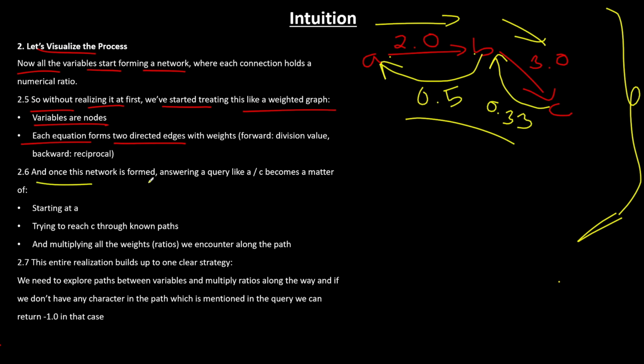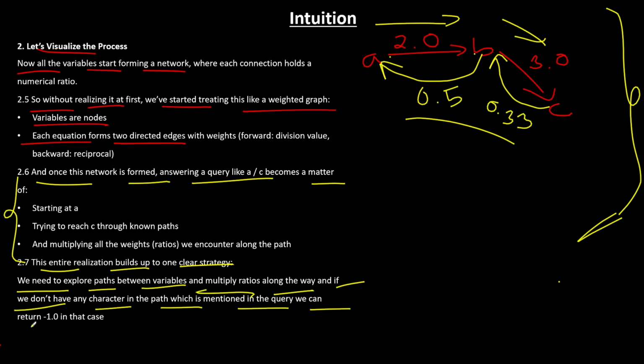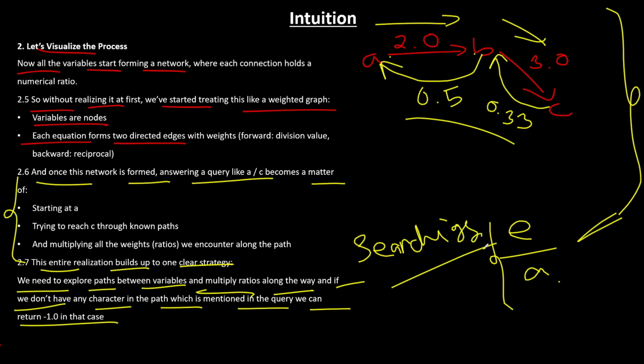Now, once the network is formed, answering the queries like A by C becomes a matter of time, like I have already explained. This entire realization builds up to one clear strategy: we need to explore paths between variables and multiply ratios along the way. If we don't have any character of the query in the graph, we return -1 in that case. Suppose E by A was given to you. Do you have E by A anywhere? No. But you have A, right? So what you do is basically searching in a graph.